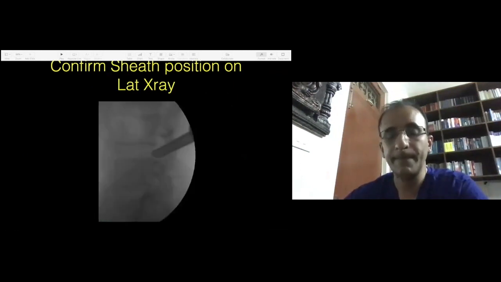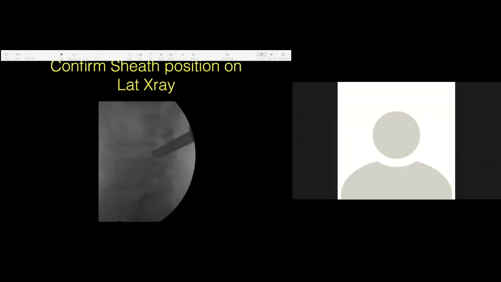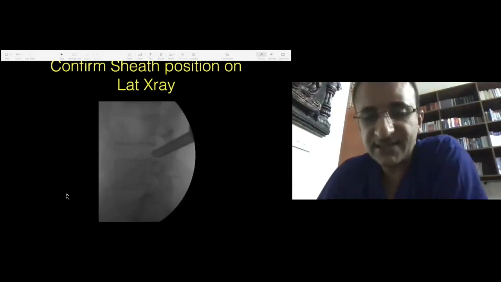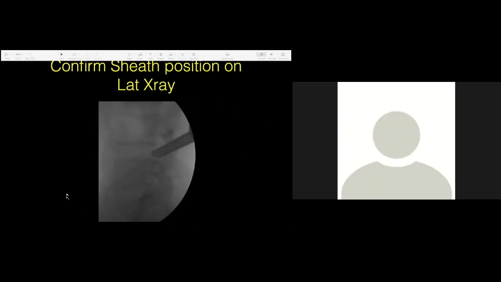Sir, I want to know, you're inserting the needle in the AP view. How sure are you that when you're going towards the midline from the lateral aspect, you are not damaging the abdominal contents?